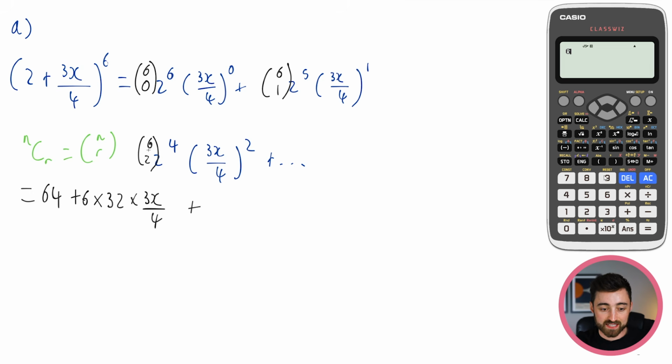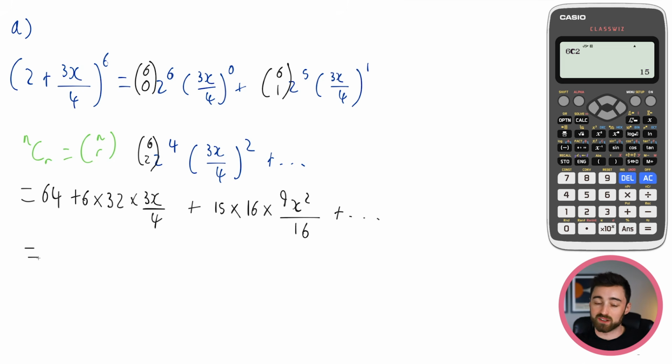Last term. 6C2, let's work that out. That's going to be 15. Times 2 to the 4, which is going to be 16, times all of this squared. Remember to square the whole thing. So it's going to be 3 squared, which is 9, x squared, which is x squared, 4 squared, which is 16, and then plus dot, dot, dot.